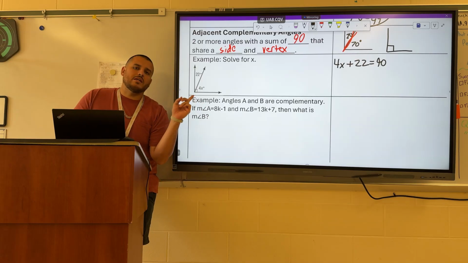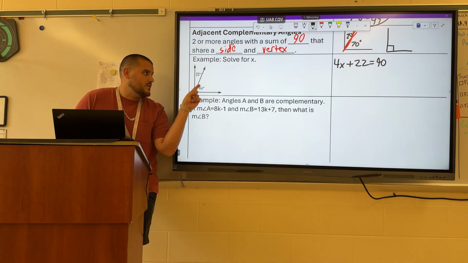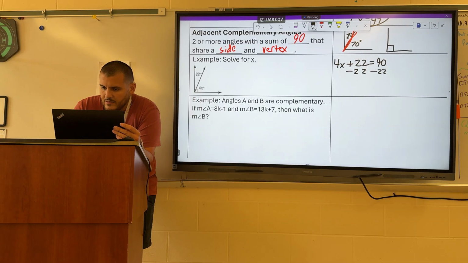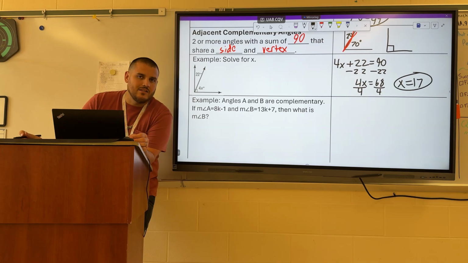So that 4x plus the 22 have to combine to give us 90 degrees. That's also a little throwback to our angle addition postulate. Little angle plus little angle equals big angle. Our algebra here would require us to subtract 22 from both sides. We end up with 4x equals 68, and then we would divide both sides by 4. That would give us x equals 17 in this problem.